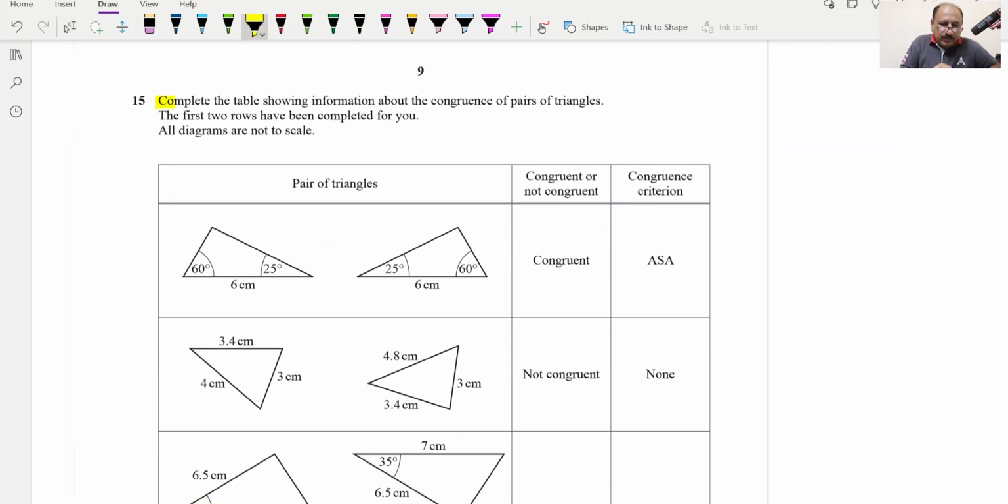Question number 15. Complete the table showing information about the congruence of pairs of triangles. The first 2 rows have been completed for you.